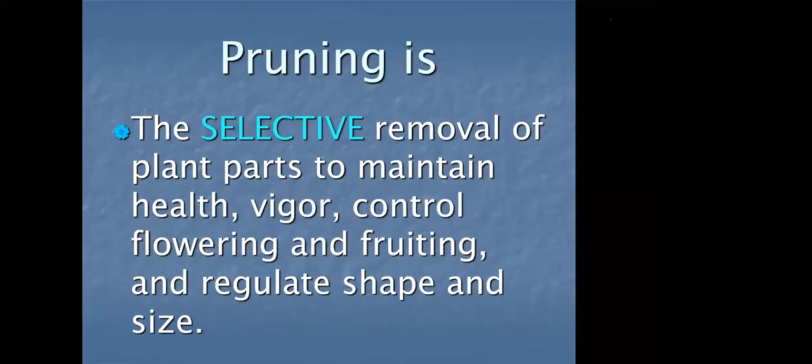So just to start out, here's the formal definition of pruning: a selective removal of plant parts to maintain health, vigor, control, flowering, and fruiting. But I highlighted the word selective because pruning should not be something that you automatically feel the need to do. It shouldn't just be one of those routine spring gardening chores that you feel like you have to get out every year and do. Really, it should be with thought and purpose in mind for that particular plant.